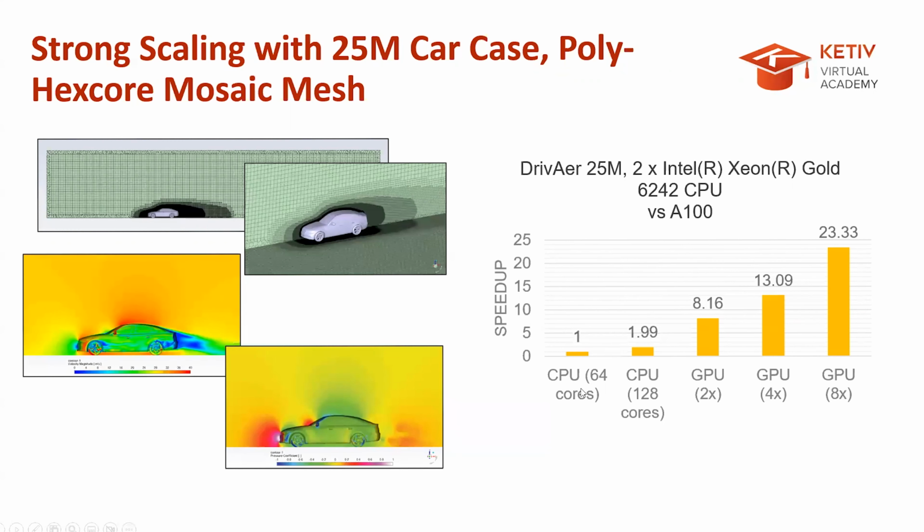So this is with a single CPU of 64 cores. You double it, you get almost 1-to-1 scale up. So with double the number of CPU cores, you get 2 times the speed. But then you add 2 GPUs and you get 8 times the speed. And if you end up adding 8 GPUs, you get almost 23 times the speed up compared to the 64-core CPU. Again, this is using the A100 GPU card, okay?